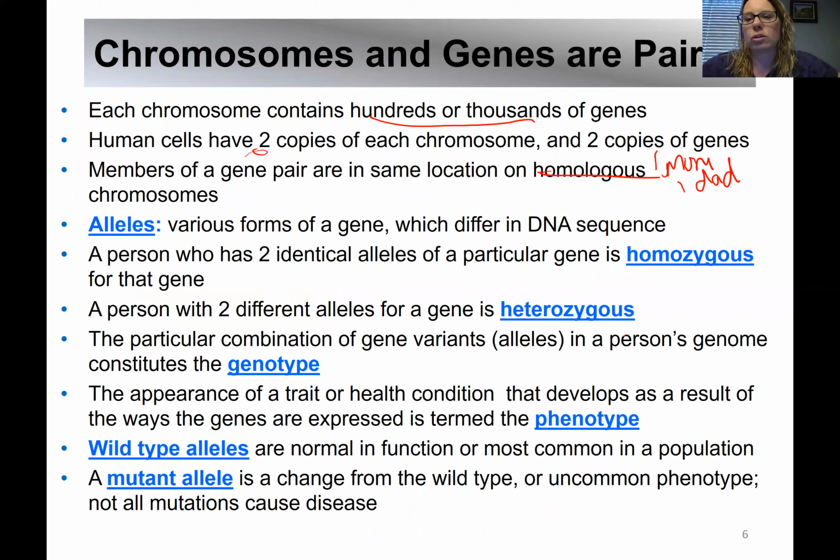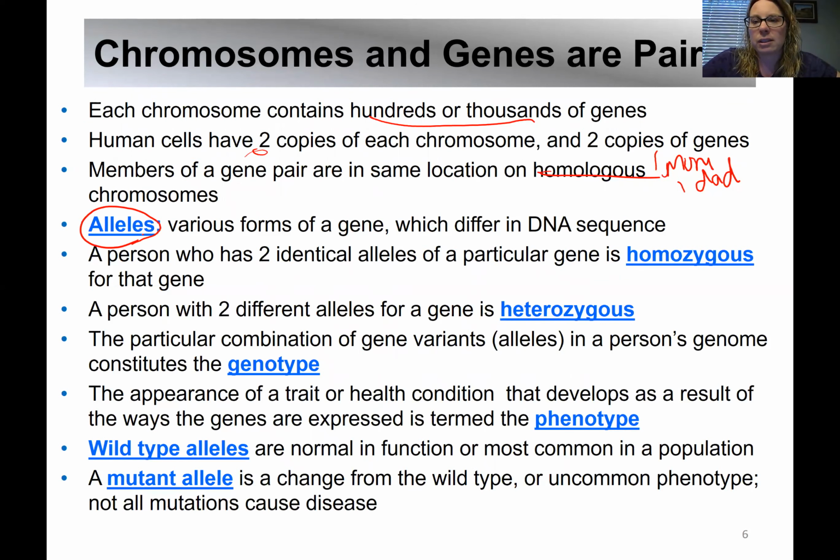Within each gene, there are some variations of that gene. Remember, we don't all have brown eyes. We don't all have a widow's peak. Some people do, some people don't. And so there are variations in genes out there. Those variations or alternative forms of a gene are called alleles.